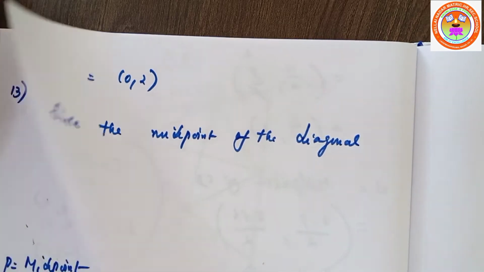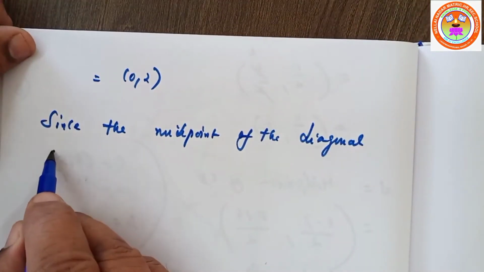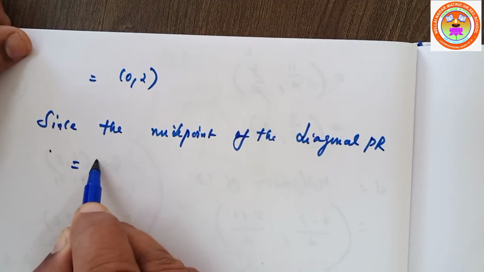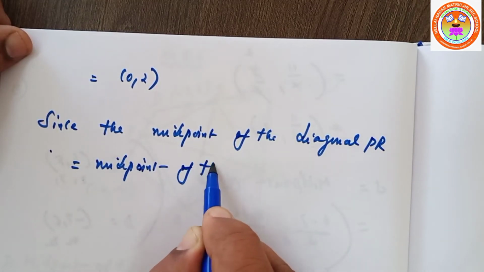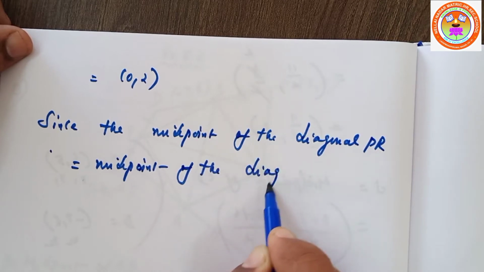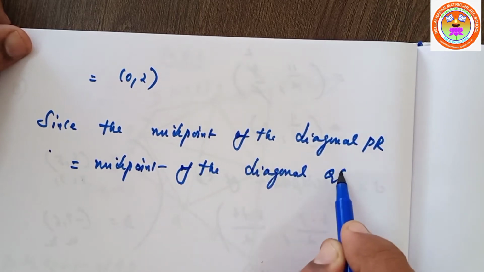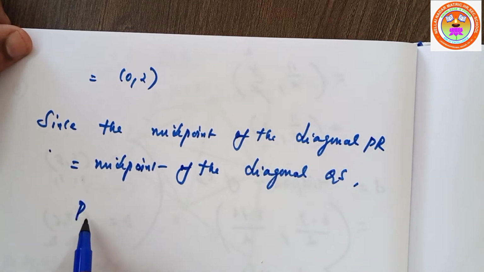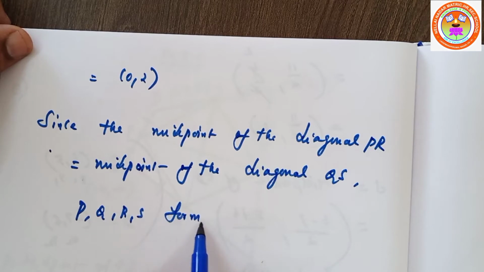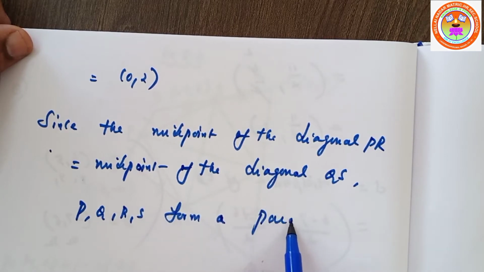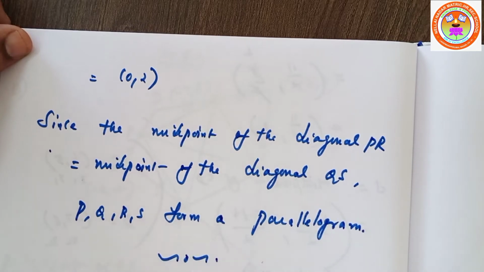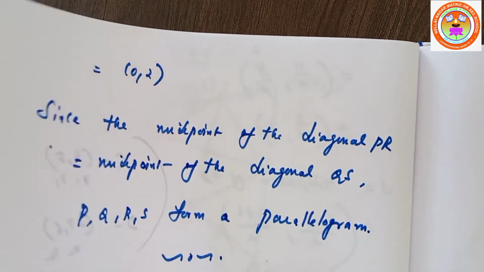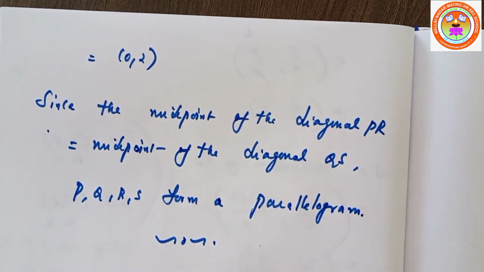diagonal PR equals midpoint of the diagonal QS, P, Q, R, S form a parallelogram. So problem number 13 is completed.